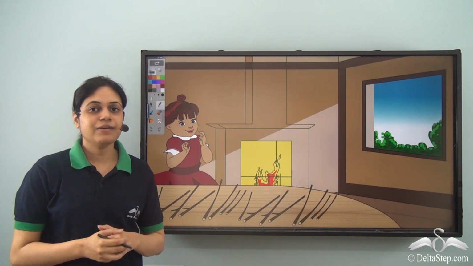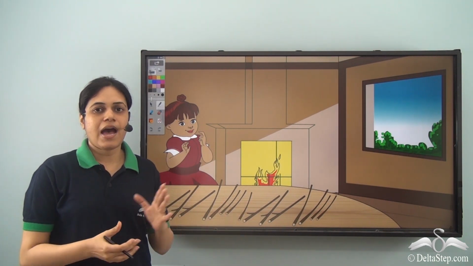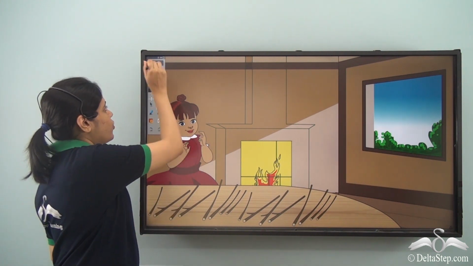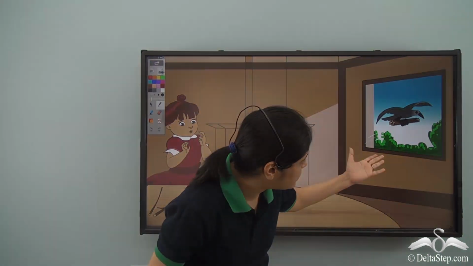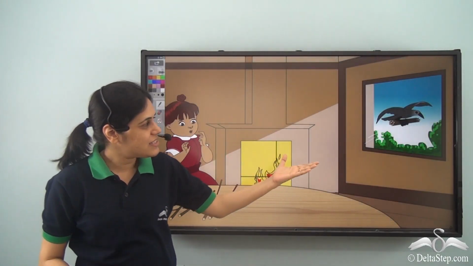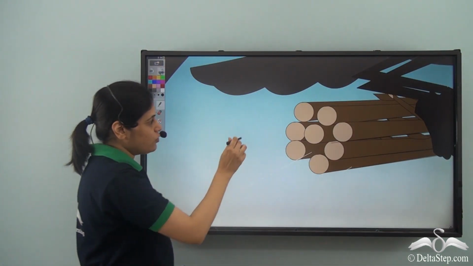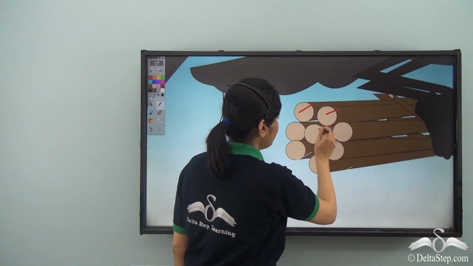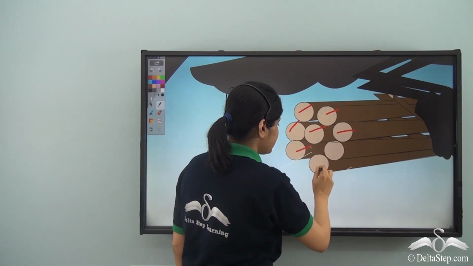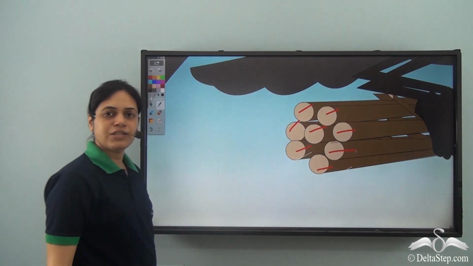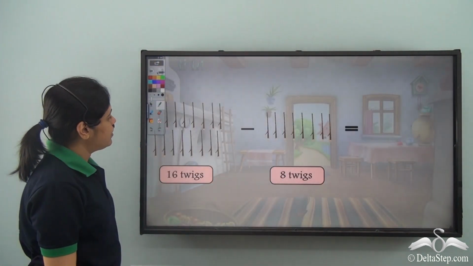Now next day, Mary was sitting with these sticks and an evil crow came and took away some sticks. So let's see how many sticks he has taken. Let's count. 1, 2, 3, 4, 5, 6, 7, 8. He took away 8 sticks.